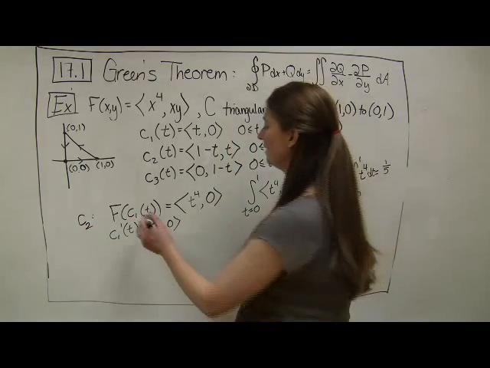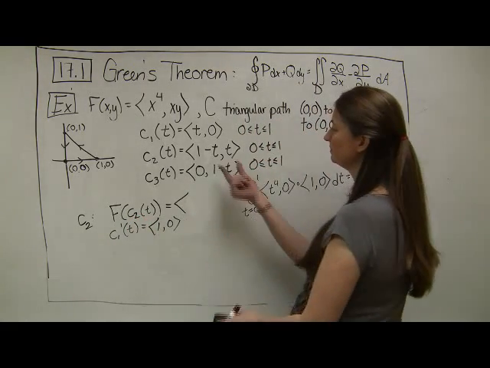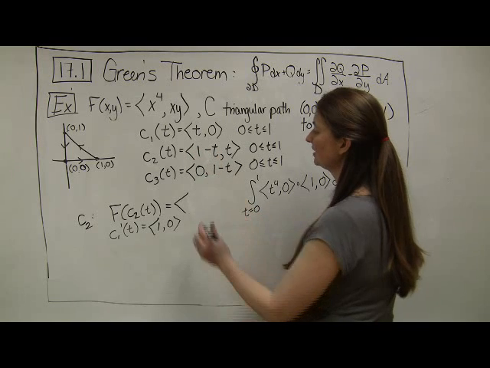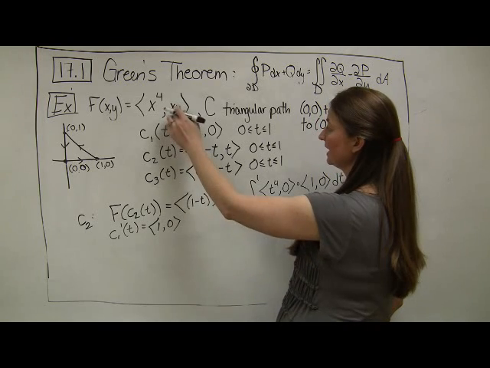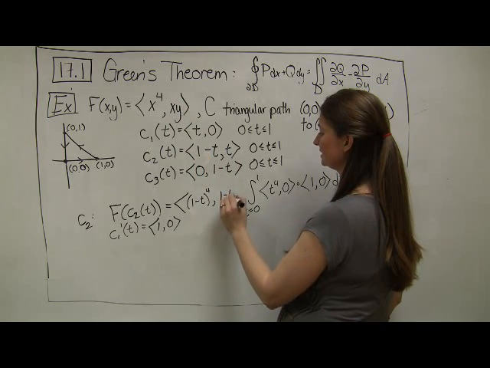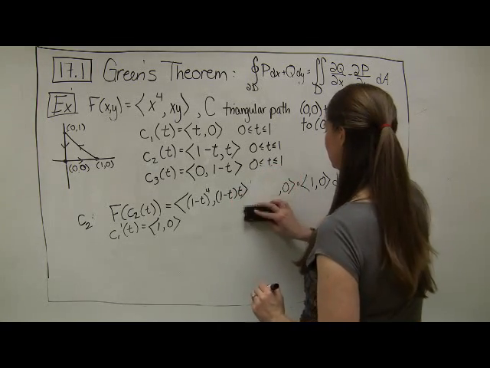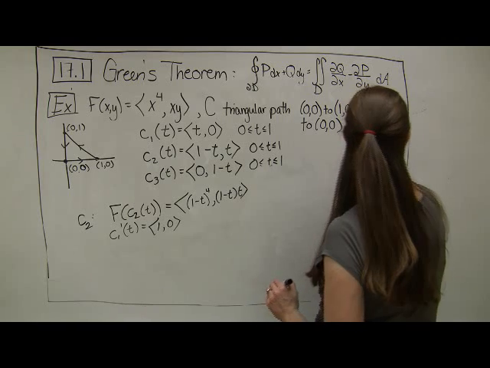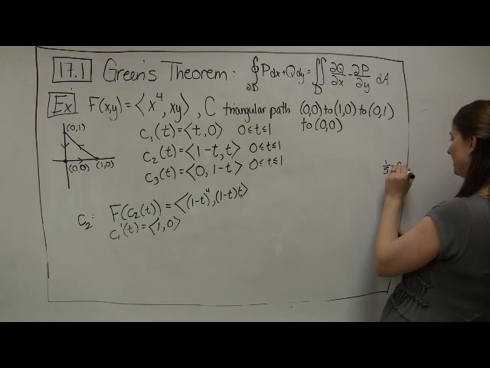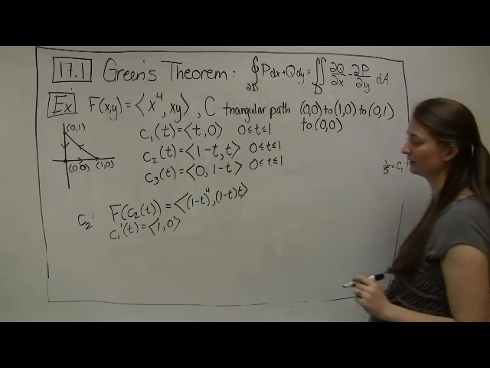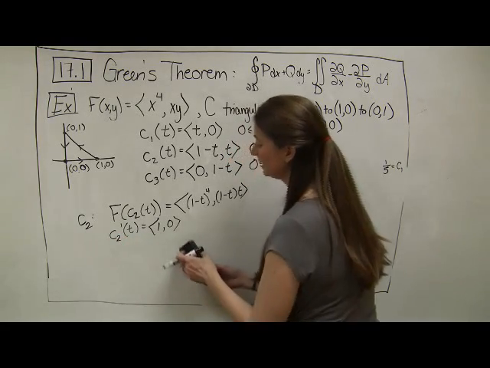C2 now, f of C2 of t is going to be evaluated where my x values are (1 minus t) to the 4th, and my xy term is going to be (1 minus t) times t. Notice that this is a little more complicated than the last one. We're going to need to do a little more work. I'll keep this 1/5 up. This 1/5 was our first path, our C1 path. We're also going to need to find out what is C2 prime.